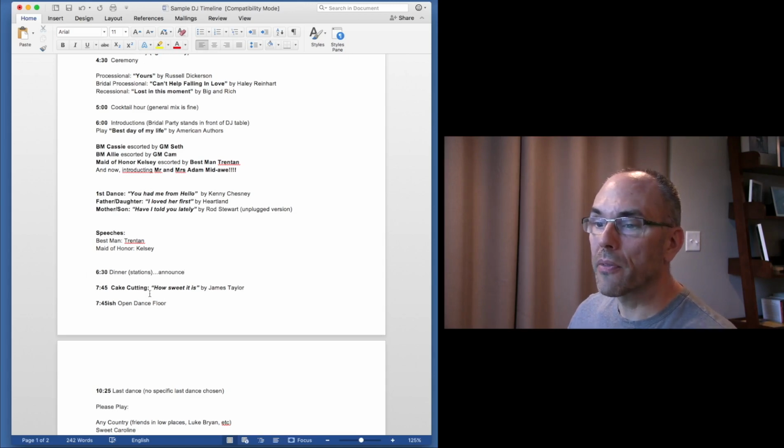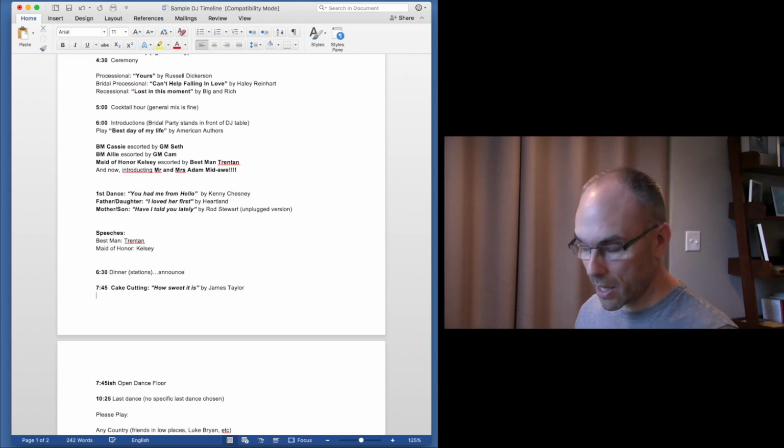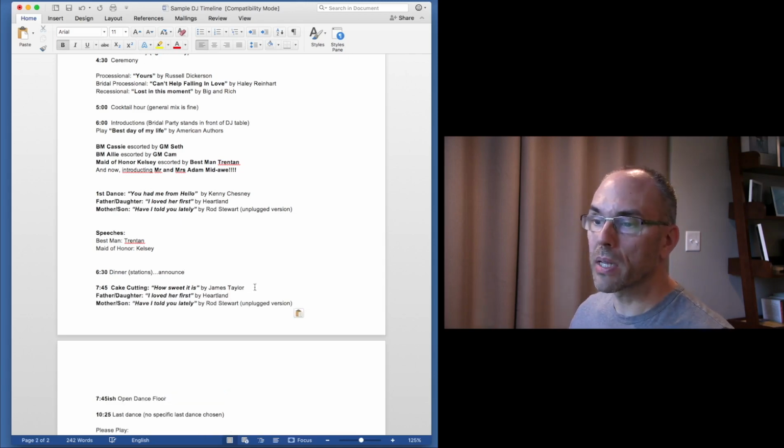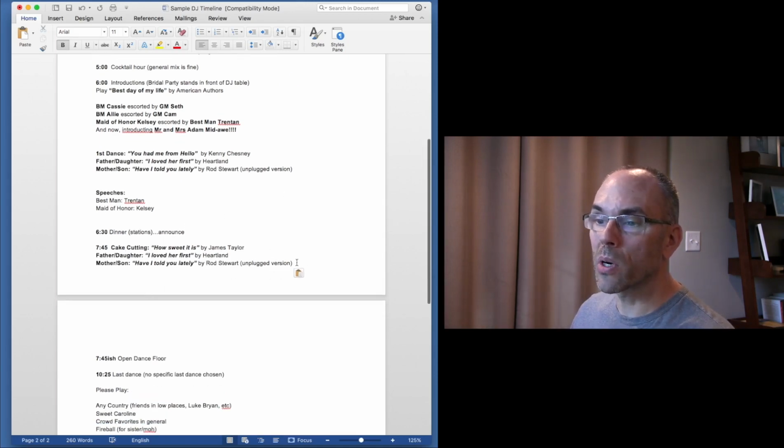Okay, so then after dinner, we usually have the cake cutting, and they chose a song for their cake cutting. That gets chosen a lot. And if the parent dances weren't before, the parent dances would be right here, okay? And the parent dances do work well at this point. They lead nicely into opening the dance floor.